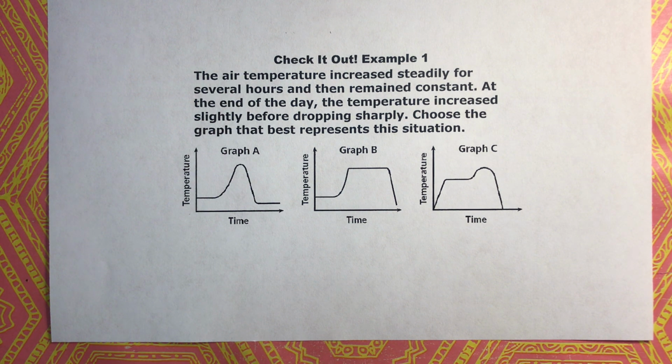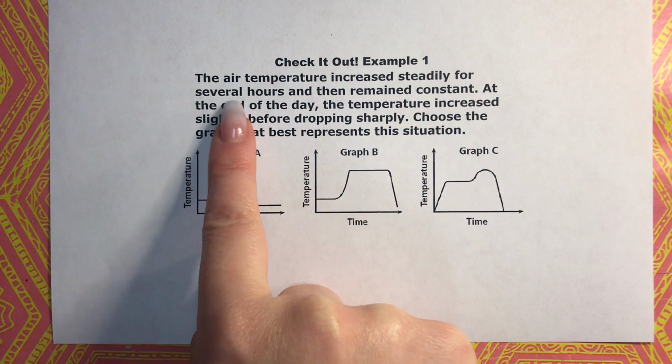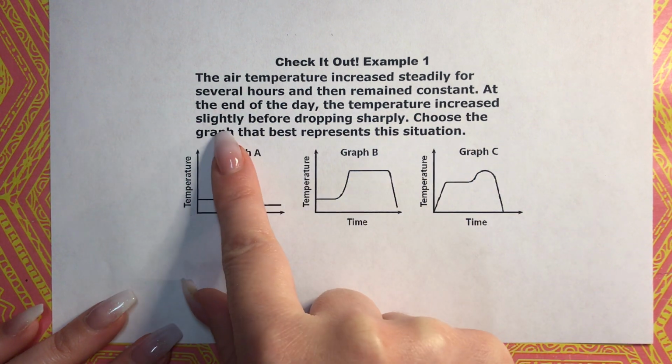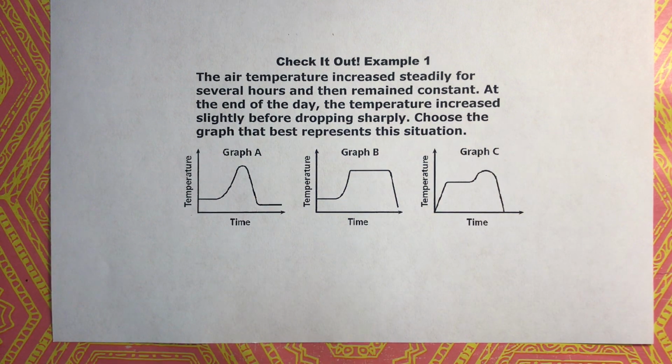All right, we're back. Let's see how you did. So this says the air temperature increased steadily for several hours and then remained constant. At the end of the day, the temperature increased slightly before dropping sharply. Choose the graph that best represents the situation.